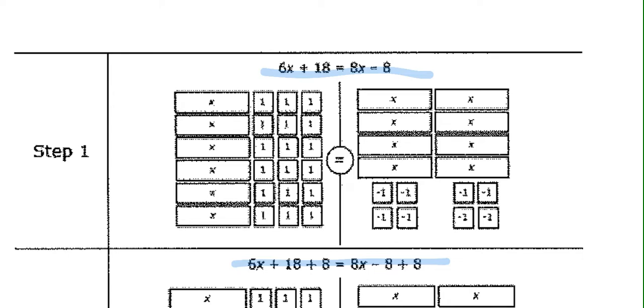And actually, hang on a second. I need to clarify what each thing is just so you guys are aware. Here's my 6x. So I have 1, 2, 3, 4, 5, 6 x's on the left, plus my 18 units. Well, if I count these up, this is 3 by 6. Those are all 18 units right there. That's where that came from. On the right side, I've got my 2, 4, 6, 8 x's. And then I also have my 8 units, except they're negative units. I guess I should use a different color for this. Those are my 8 negative units right there.